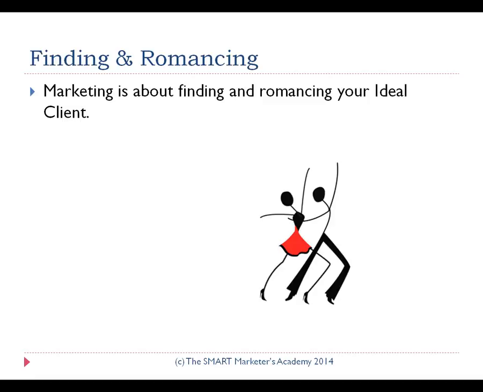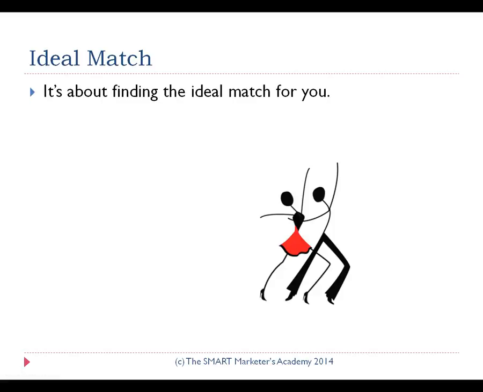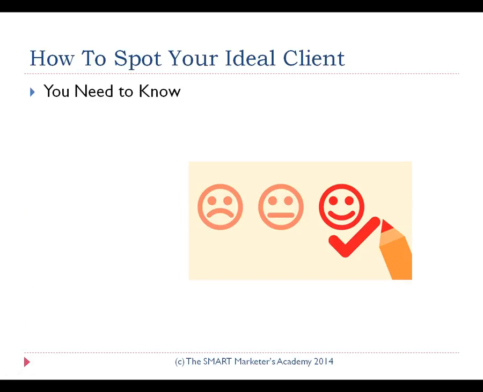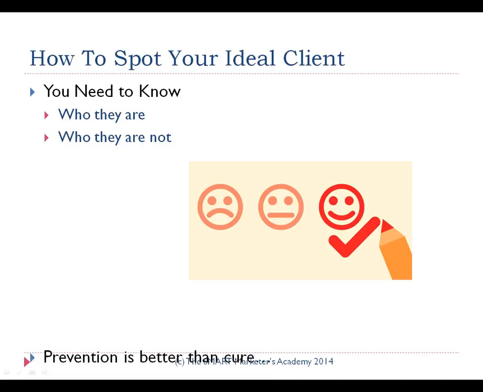So marketing is about finding and romancing your ideal client. It's about finding the ideal match for you. So in thinking about how to spot your ideal client, you need to know who they are, and who they are not. It's one thing to know who they are, but you need to also know who they are not. And that makes things much, much clearer. Like we said, you need clarity. To get this process going, clarity is so important. So you need those two things. You need to know who they are and who they are not.